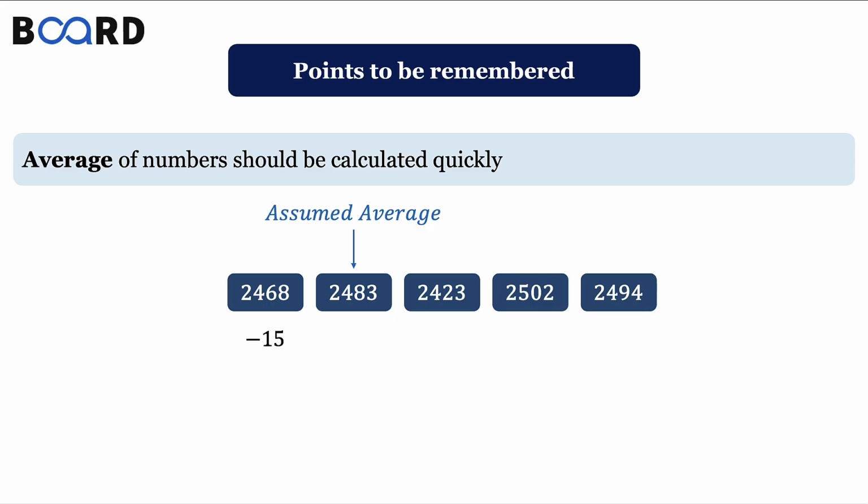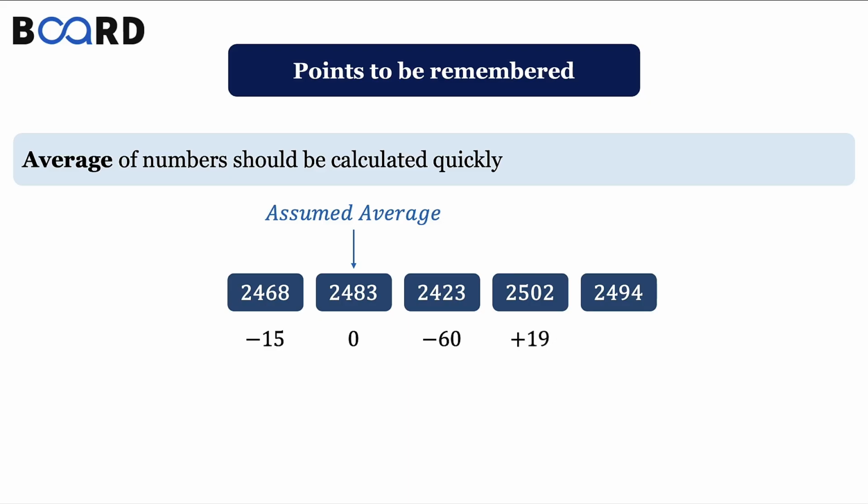Like 2468. 2468 is 15 less than 2483. That's why we have written a minus 15 there. 2483 being the assumed average, there is no deviation from 2483. So there is a 0. 2423, that's lower than 2483. How much lower? It's 60 lower, so minus 60. 2502 is a bit higher than 2483. Again, we won't subtract. From 2483 to 2500, the gap is 17 and 2 extra. So I'll say plus 19.